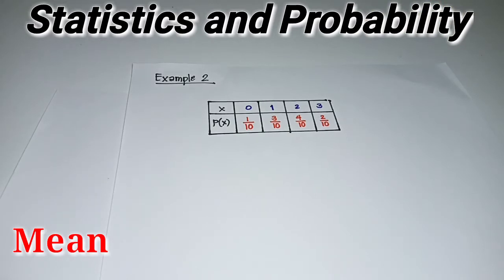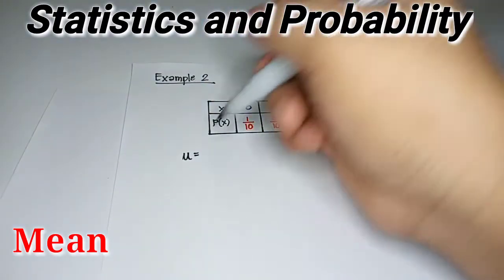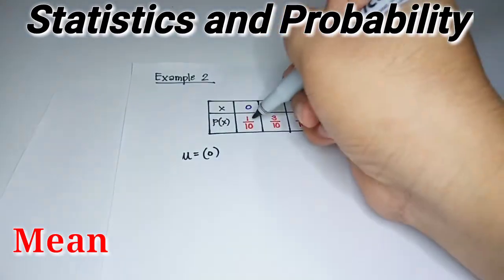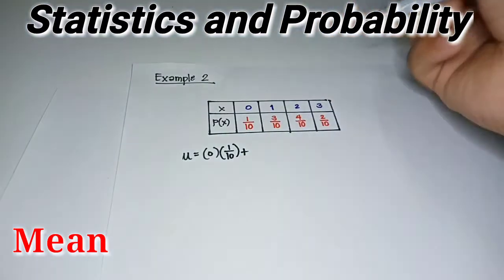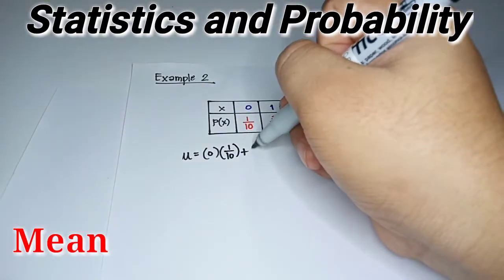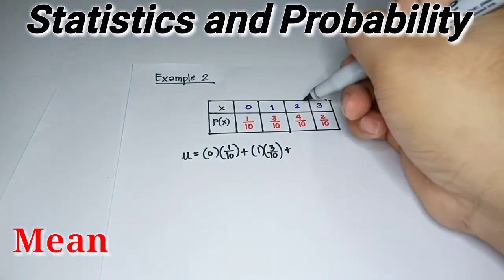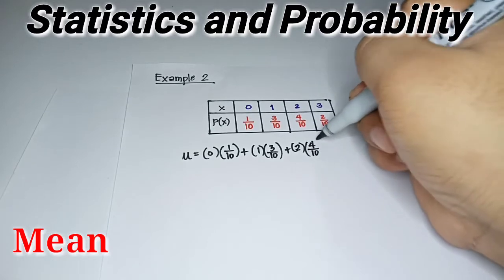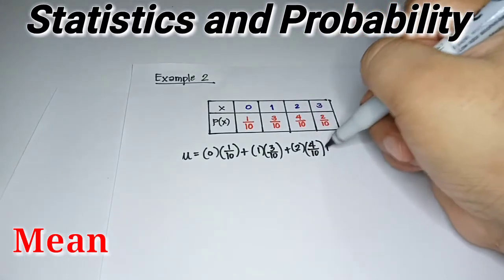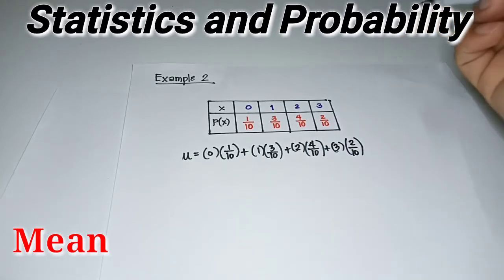Okay, so this time let's compute for the mean for this example. So you'll have mu, or mean, is equal to 0 times 1 over 10 plus, you'll have 1 times 3 over 10 plus 2, the next value with its probability, 4 over 10, and then lastly plus 3 times 2 over 10.